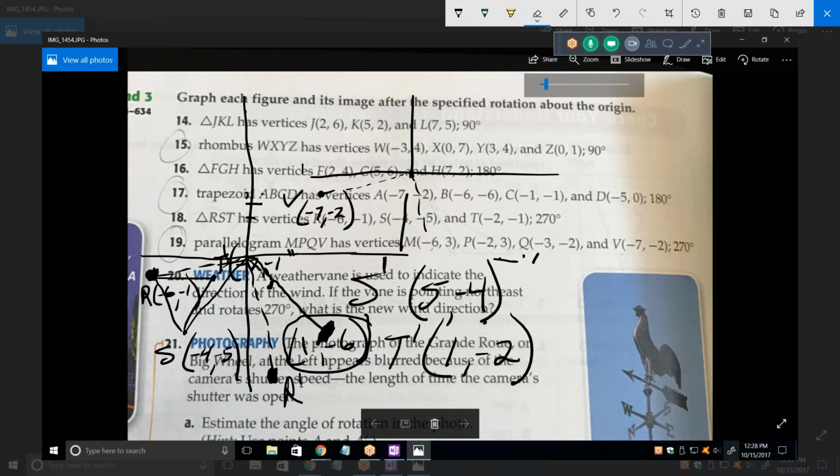Here, let me. M prime. M would be -3, -6. What is P prime? -3, -2. What is Q prime? 2, -3. You got it.